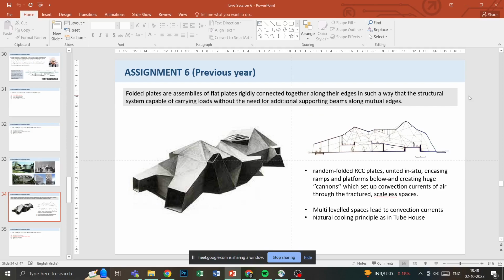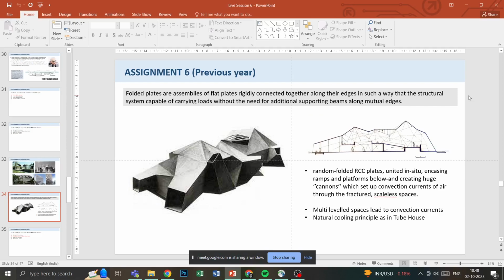So they have used random folded RCC plates which were joined in situ, which means they were joined together on the site itself, and there is encasing ramps in the building and platforms below which create huge cannons which set up convection currents of air through the fractured stainless spaces.